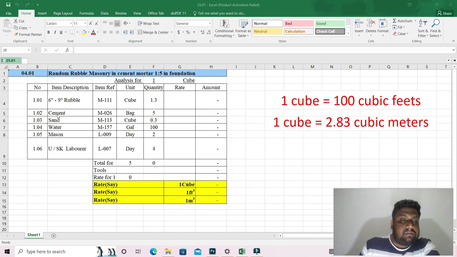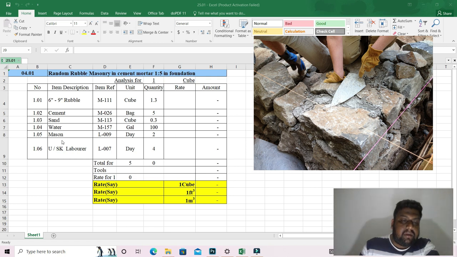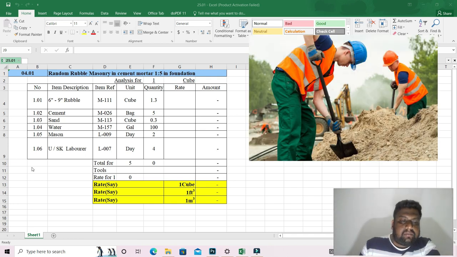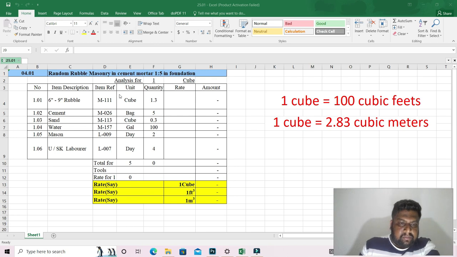and you need a mason or skilled labor, because you can't do it yourself, and unskilled labor to help with the work. These are the units. Here I get these quantities from referring to some BSRs and my site experience. This is the cement ratio. The mortar ratio is 1 to 5, that means 1 is cement, 5 is sand. That is the ratio for mortar.